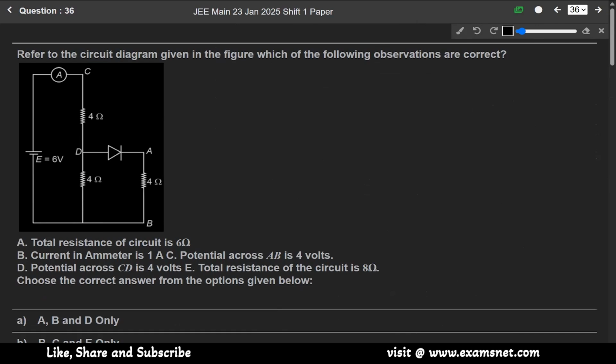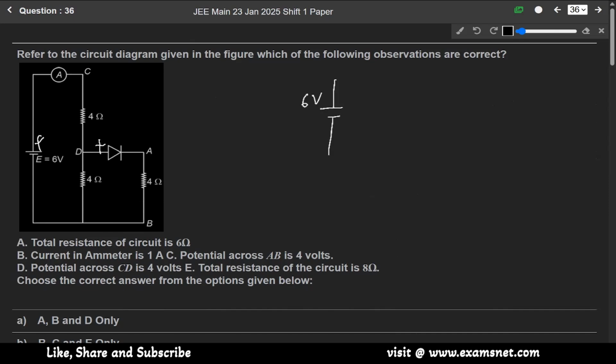Refer to the circuit diagram given in the figure. Which of the following observations are correct? So this is a diode condition. It is positive, so it is acting like an ideal diode. So for an ideal diode, this will behave as a simple wire, plain wire. So it will act like this.